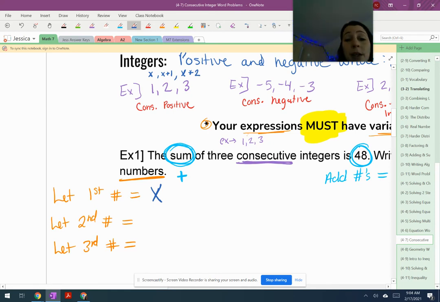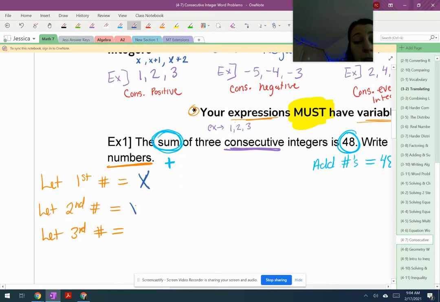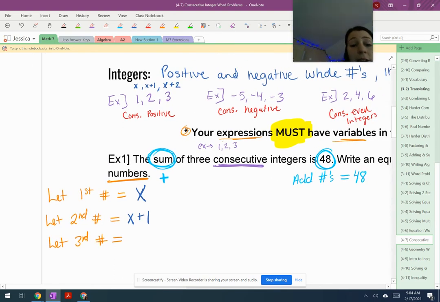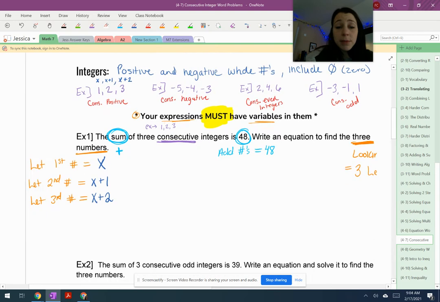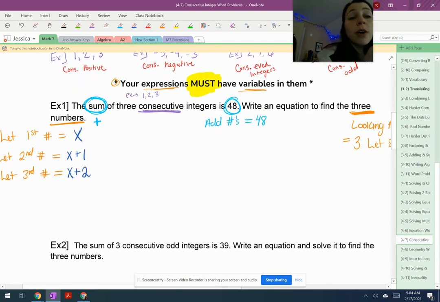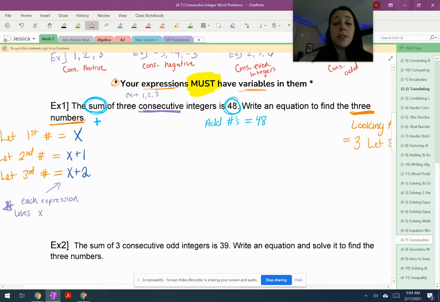So that's where we're going to come in with those let statements here. My first number is X. My second one, whatever X is going to be, is X plus 1 because that's the number after X. And then the third is going to be X plus 2 because that would be the second number after X. All right, so now that I've got my let statements and my expressions, notice how each one has a variable. Let's make a note of that. Let's use purple. Each expression uses X. Pay attention to that.